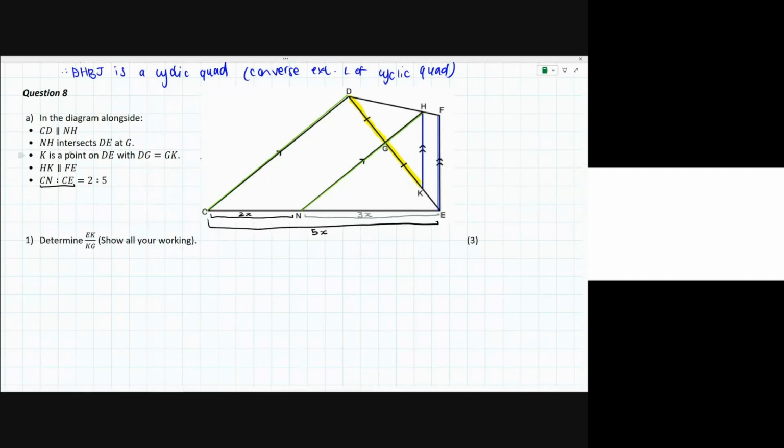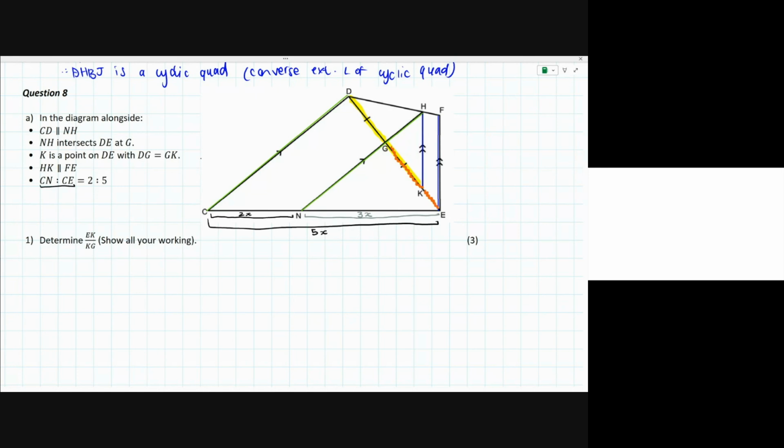So the first one asks, determine the ratio of EK to KG. So once again, let's start by first identifying where these things are. EK to KG, so this whole length over here. Now we've already been given some information about KG. It's equal to DG. We can't really do too much with that just yet.